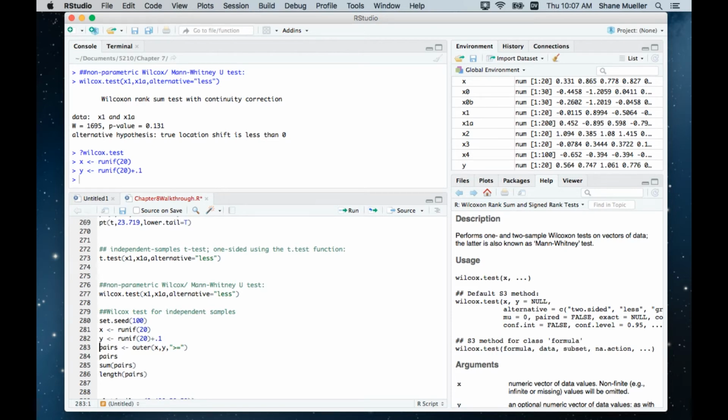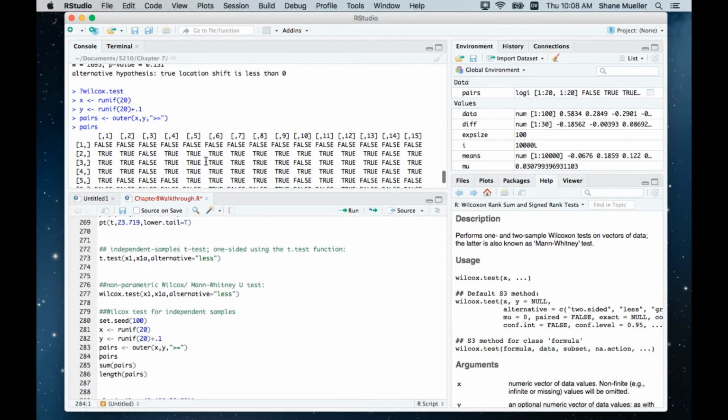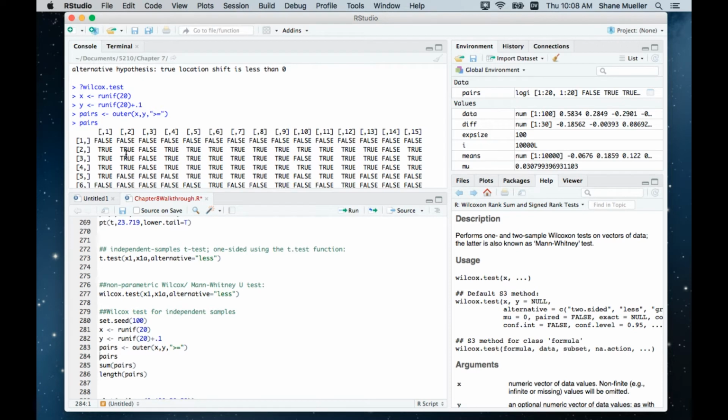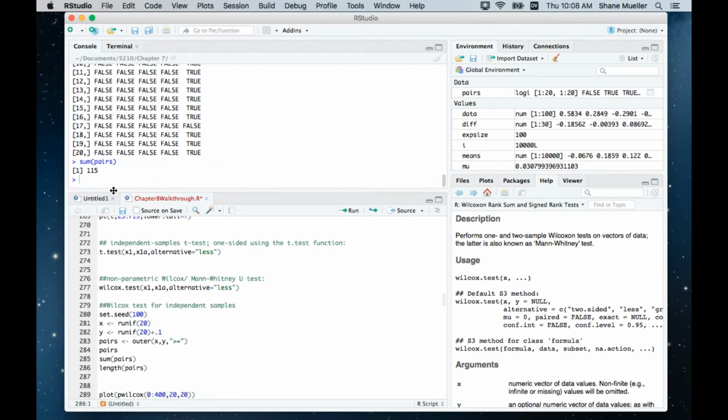So to do this, I can use this little outer function, and this will look like magic if you've never used it before, but what it does is for every x and every y, it does this test. It says, is x greater than or equal to y? And so in every case I've got trues and falses to say if it's greater or less than. And if I add these all up, I get the number that are greater, 115. And of course, there's 20 in each. 20 times 20 is 400, so I've got 115 out of 400.